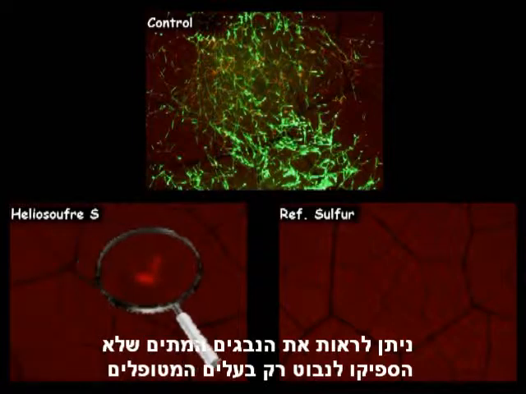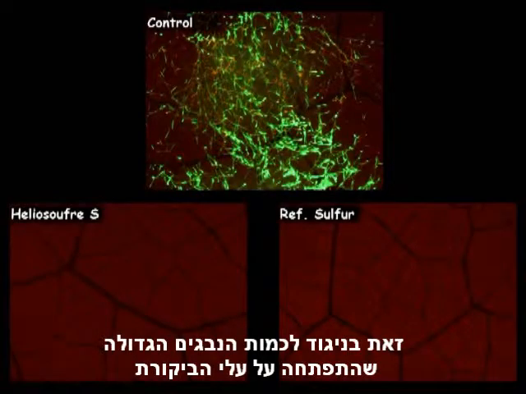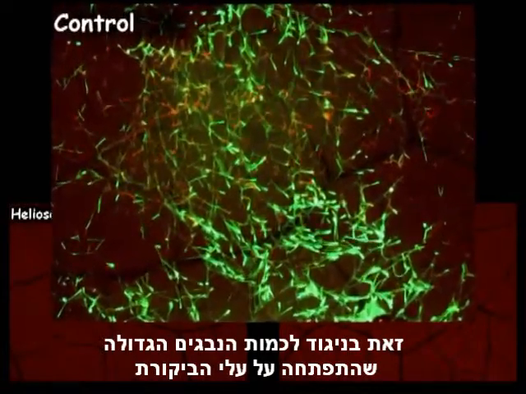Only the dead conidia, those that haven't or have barely begun to germinate, are visible on the leaves treated by both products. This is in contrast to the multitude of conidiophores that have developed on the control leaves.